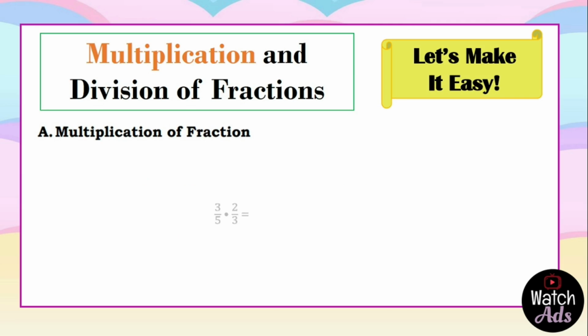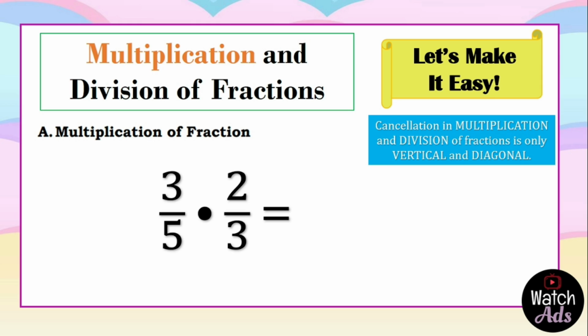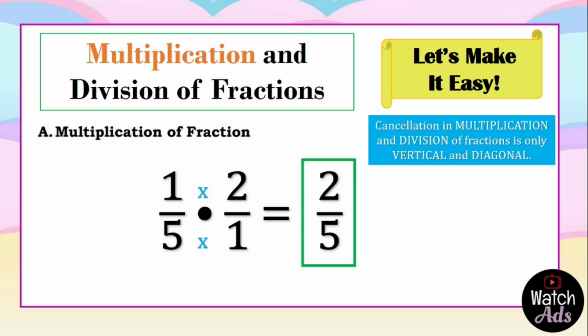Let's make it easy. Using our cancellation method, again, we can cancel diagonally 3 and 3, because we have a common factor, that is 3. Now we divide 3 by 3, gives us 1. 3 divided by 3 gives us 1. That gives us brand new fractions. 1/5 multiplied by 2 over 1. 1 multiplied by 2 and 5 multiplied by 1 gives us 2/5. And that is our final answer.